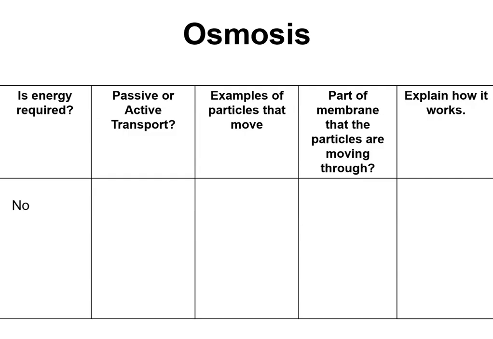Okay, there is a specific type of diffusion, which is the diffusion of water. When water moves, that's known as osmosis. I do have a separate video just over osmosis, and I would like you to watch that. Osmosis requires no energy, so it is going to be passive. Its only example is water, because the definition of osmosis is the movement of water. And what we're going to see is that water has these special channels called aquaporins. So when you see that word aqua, think water.